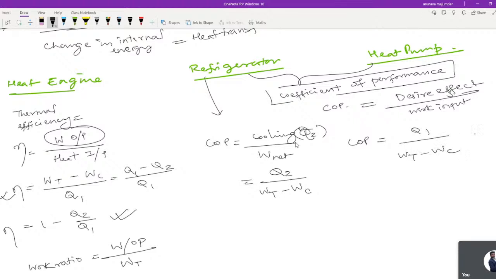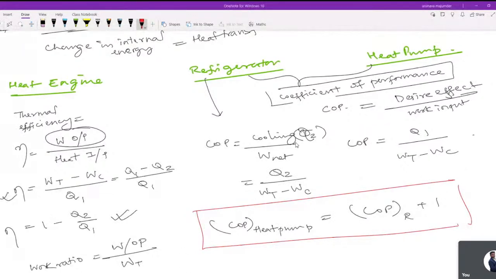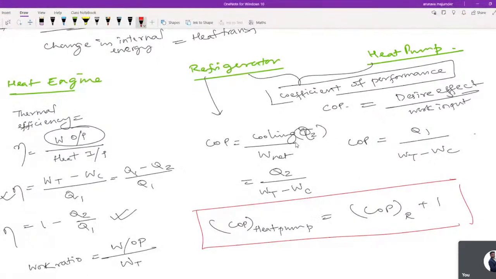And if I combine them, they have a relation between the refrigerator and the heat pump. You must remember that COP of heat pump is equal to COP of refrigerator plus 1. This is again an important formula. Very, very, very important formula.